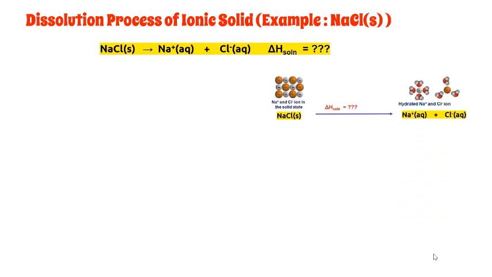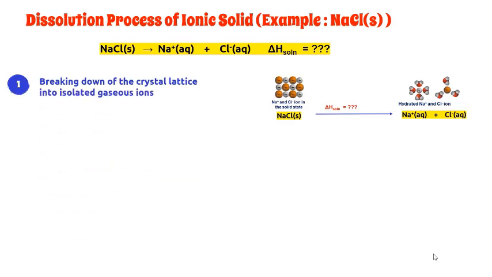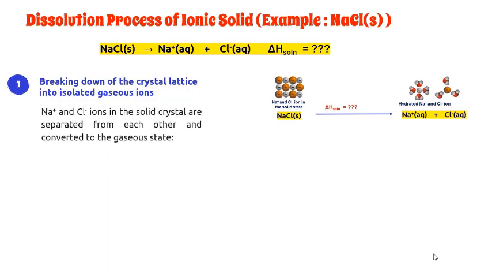The solution process takes place in 2 steps. First, breaking down of the crystal lattice into isolated gaseous ions. Sodium ions and chloride ions in the solid crystal are separated from each other and converted to the gaseous state. Energy must be absorbed for this process to occur.